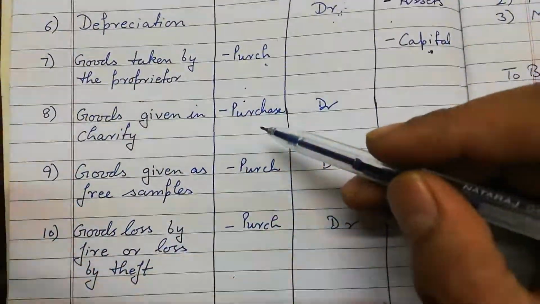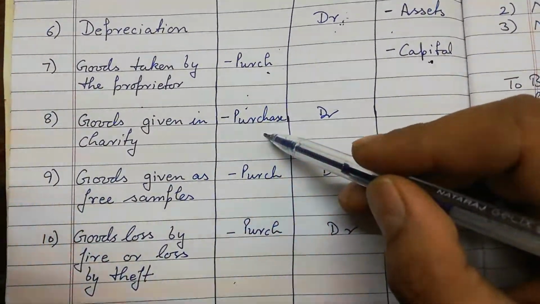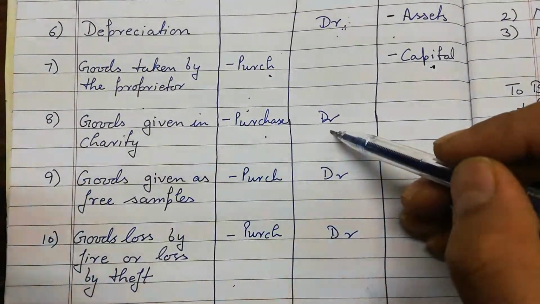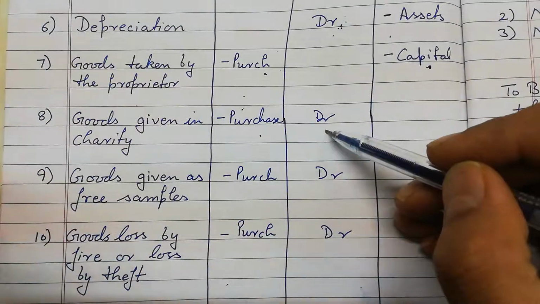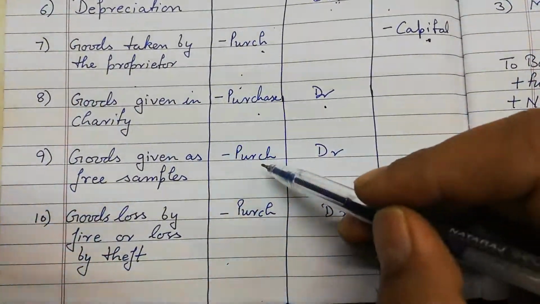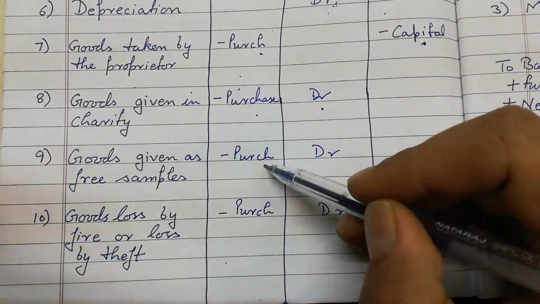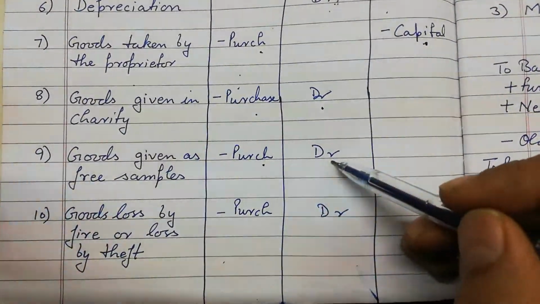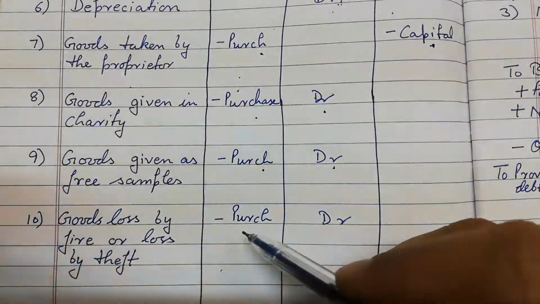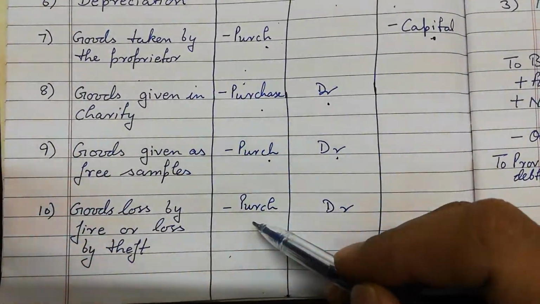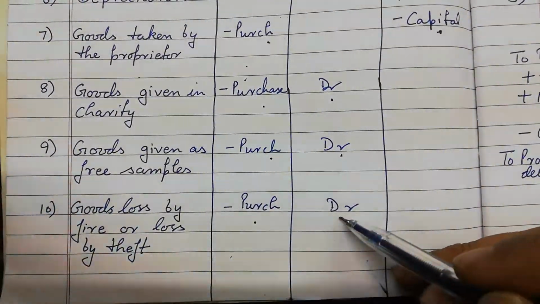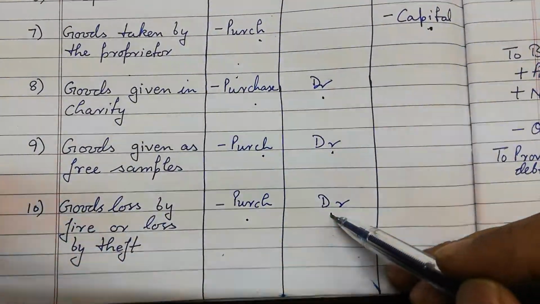Goods given in charity, minus from purchases, and it is an expense, so it will be shown on the debit side of the profit and loss. Goods given as free samples, minus from purchases and shown on the debit side. Goods lost by fire or lost by theft, minus from purchases, and it will be shown on the debit side.